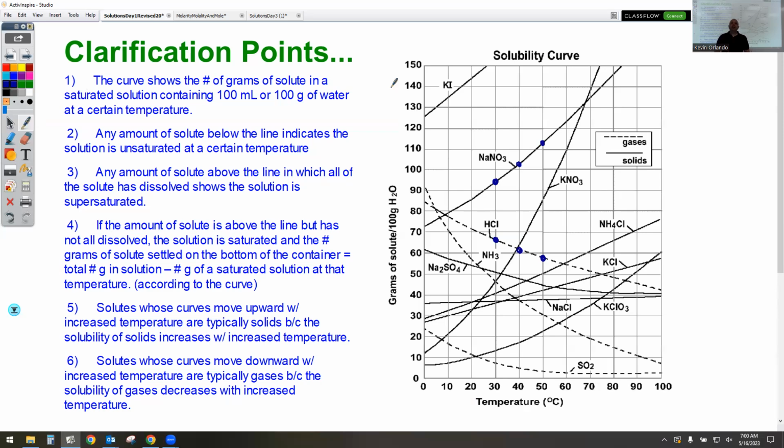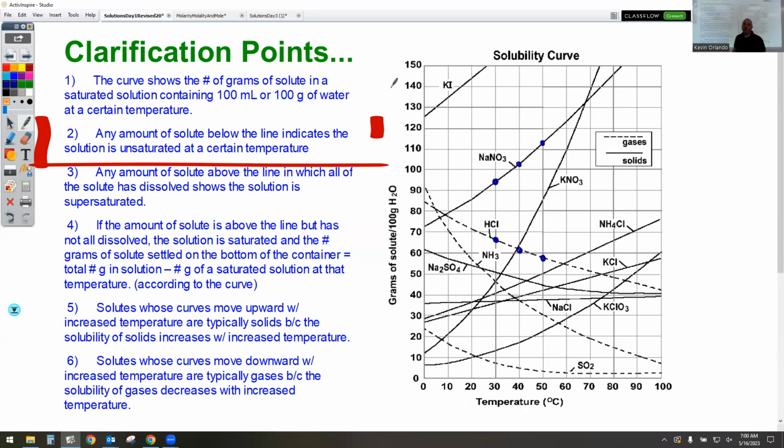Okay, so now let's take a look at each of these clarification points that I have on the side here. Clarification point number 1 says the curve shows the number of grams of solute in a saturated solution containing 100 milliliters or 100 grams of water, remembering, of course, that the density of water is 1 gram per 1 milliliter at around 25 degrees Celsius. So you could think of it either as 100 milliliters or 100 grams of water.